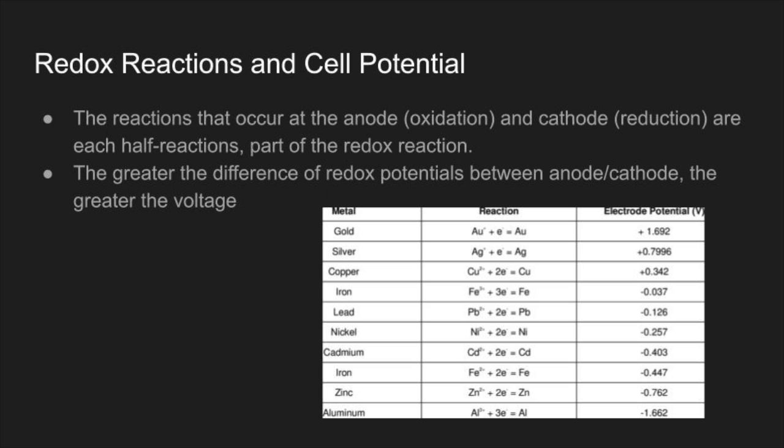On the screen now is a list of the redox potentials of some different half reactions. You'll be able to find a similar one in your textbook. The more different the redox potentials are of the two metals on the anode and the cathode, the faster that the electrons will move from the cathode to the anode. This increase in speed corresponds with a higher voltage battery and more energy being produced.